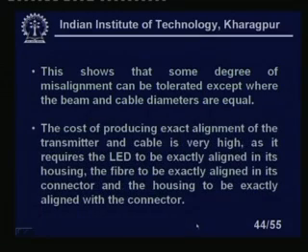This shows that some degree of misalignment can be tolerated except where the beam and the cable diameters are equal. The cost of producing exact alignment of the transmitter and the cable is very high, as it requires the LED to be exactly aligned in its housing, the fiber to be exactly aligned in its connector, and the housing to be exactly aligned with the connector.